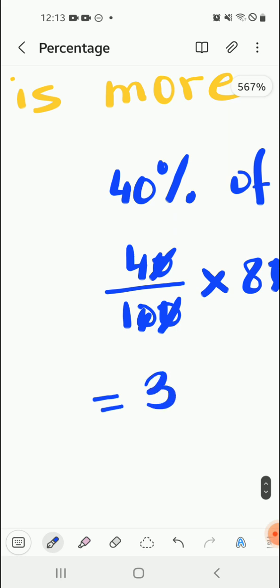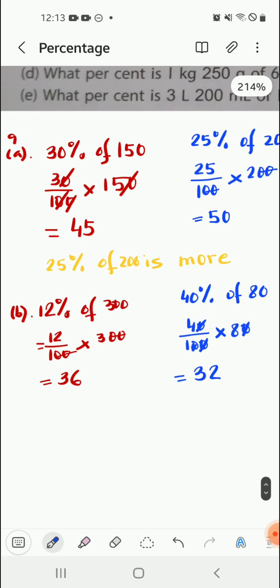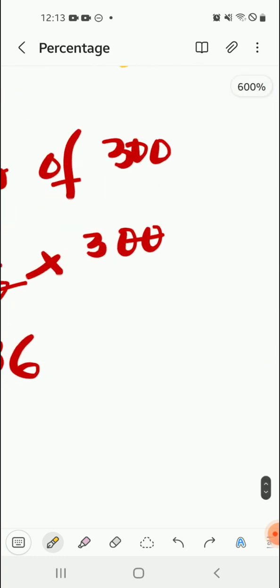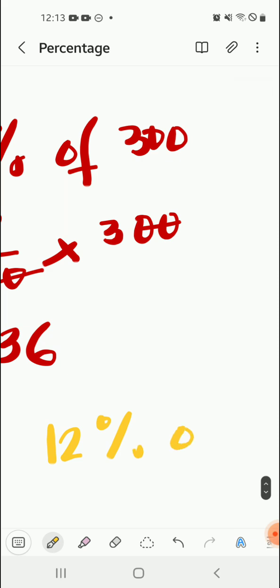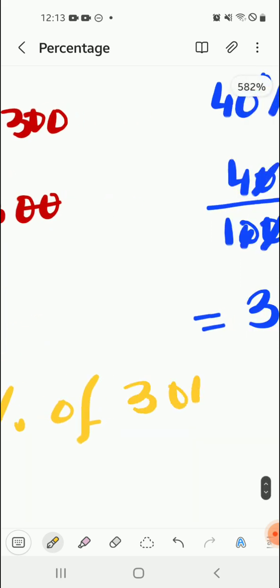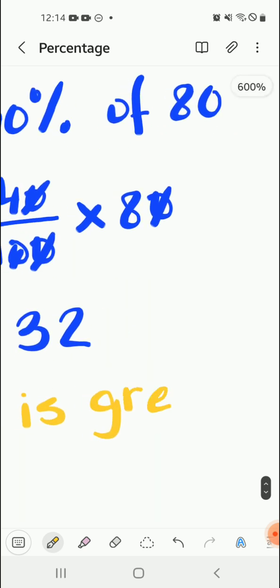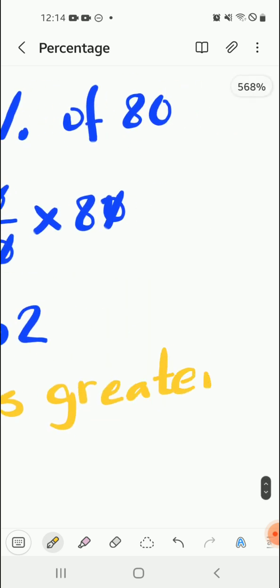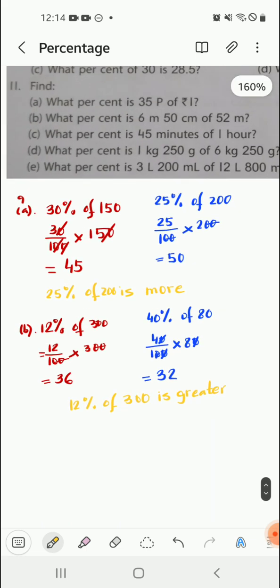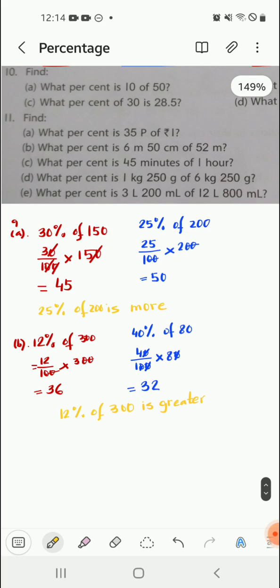8 into 4, 32. So we have got both the values, and if we compare, 36 is greater. Since 36 is greater, we can say 12% of 300 is greater. So we're going to write 12% of 300 is greater. That's it. This is how we find and compare the greater value.